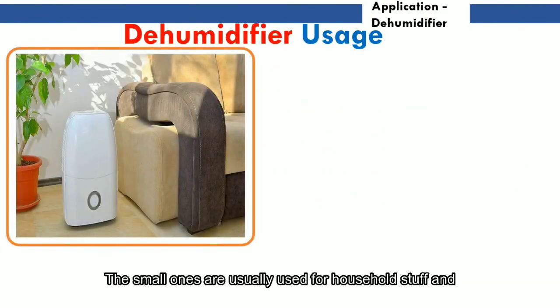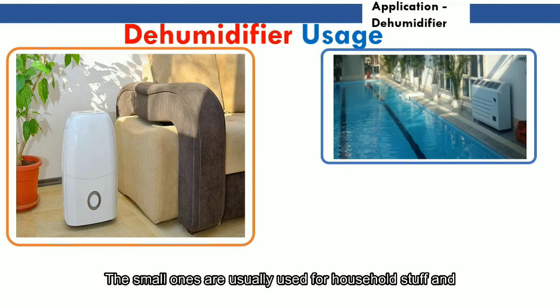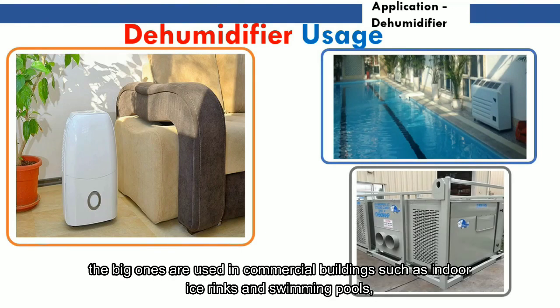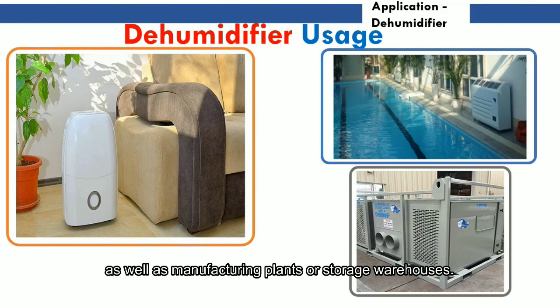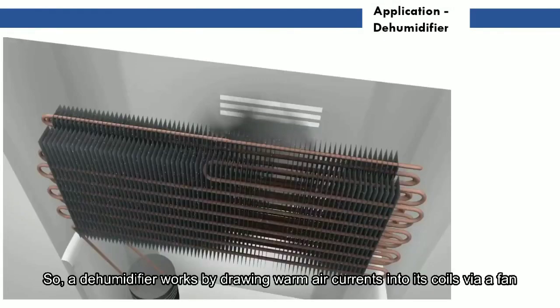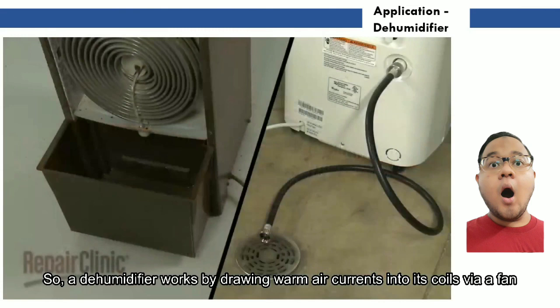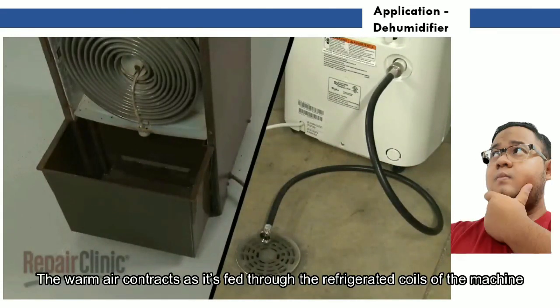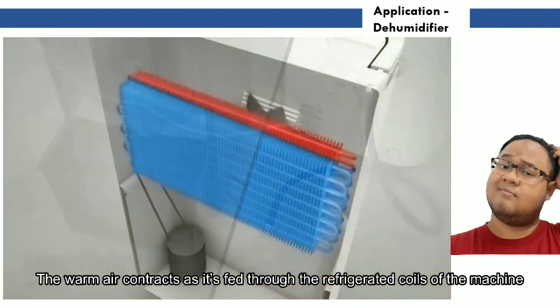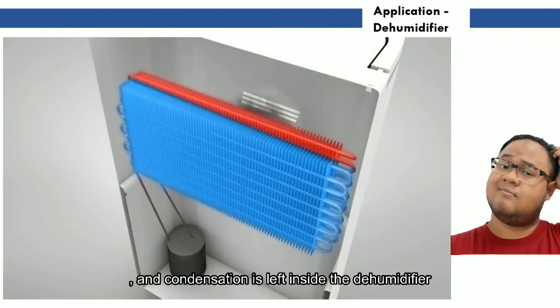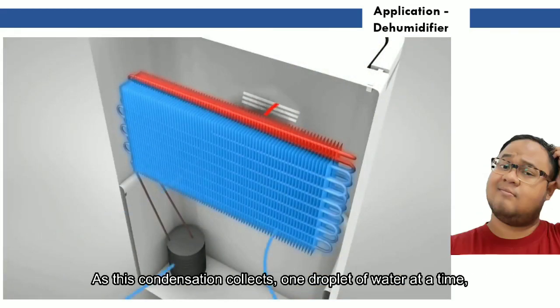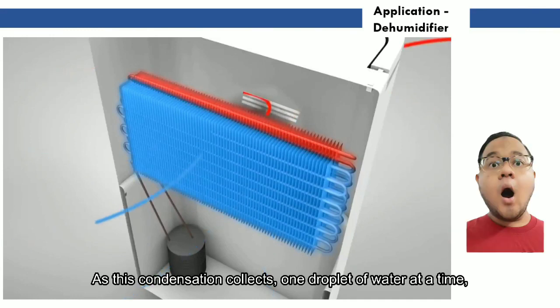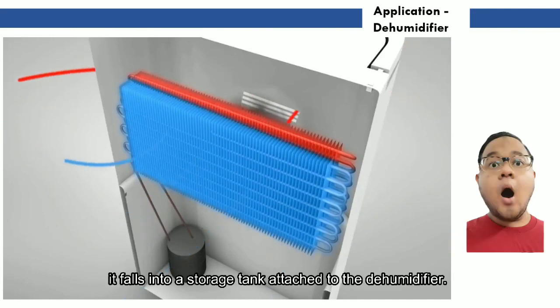The small ones are usually for household use, and the big ones are used in commercial buildings such as indoor ice rinks and swimming pools, as well as manufacturing plants or storage warehouses. A dehumidifier works by drawing warm air currents into its coils via a vent. The warm air contracts as it is fed through the refrigerated coils of the machine, and condensation is left inside the dehumidifier. As this condensation collects, one droplet of water at a time, it falls into a storage tank attached to the dehumidifier.